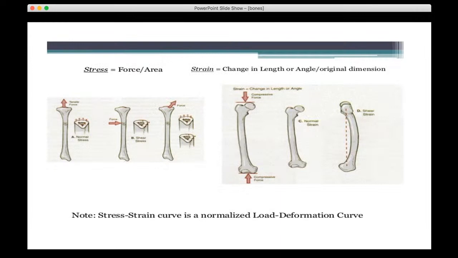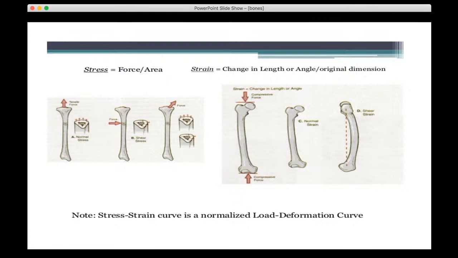Now coming to the stress strain curve in the next slide. So let the slide change on your screens. Yes. So on the left hand side, you can see this is stress basically. What is stress? Force per unit area.